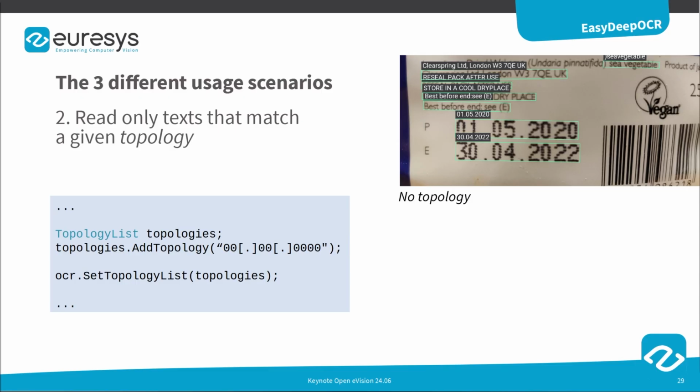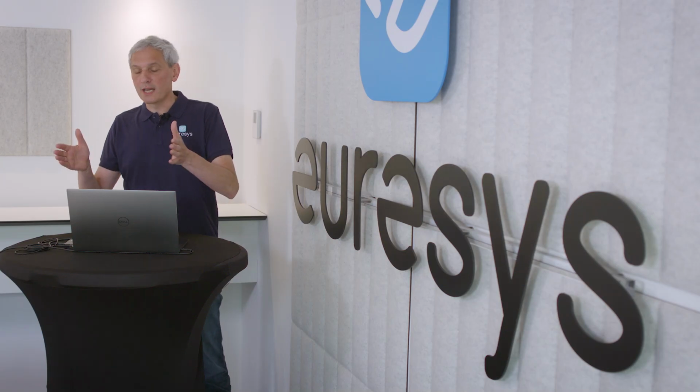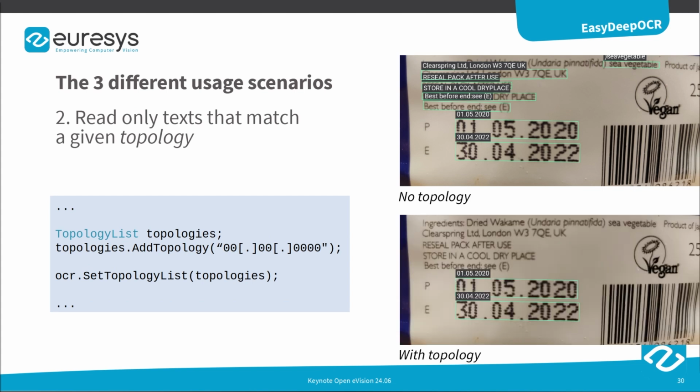The second scenario is to use a topology. Most of the time, you are not interested in all the text in the picture. We usually focus on some interesting codes, serial numbers, expiration dates, or stuff like that. And most of the time, these texts have a very well-defined topology format. So by giving a topology to the OCR, we are able to only read the text that matches these topologies. In the example on the right, you see using the topology 2-digit, a point, 2-digit, a point, and then 4-digit, it just reads the 2 expiration dates here.